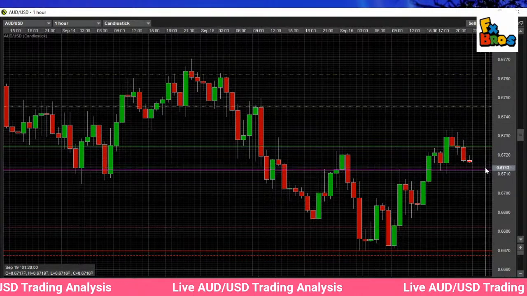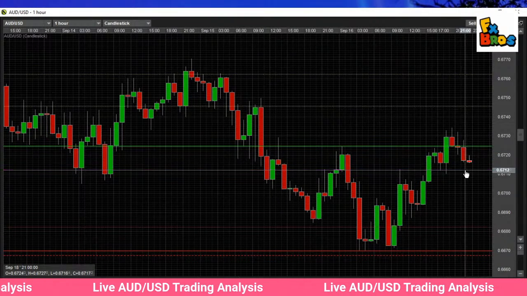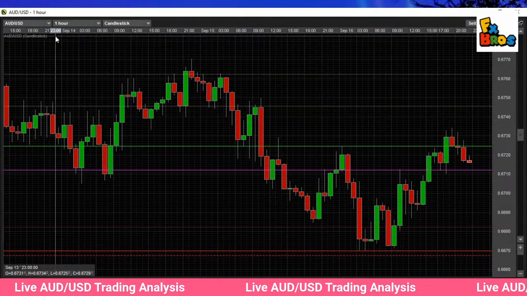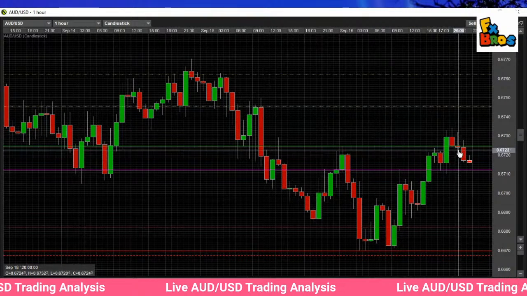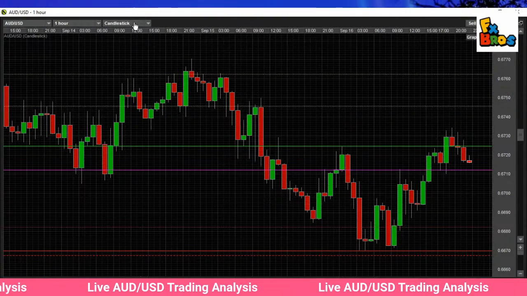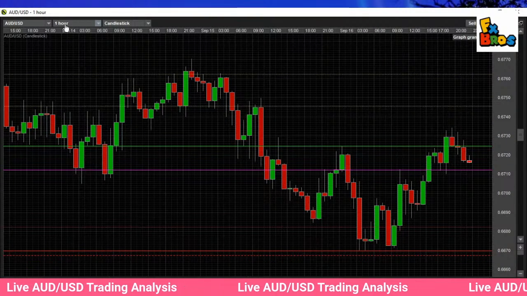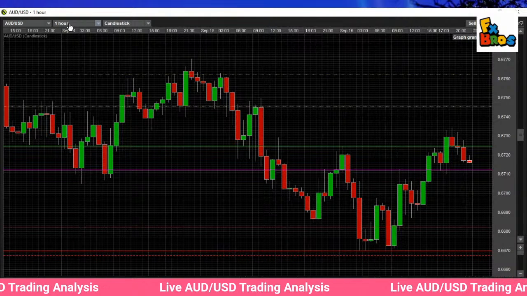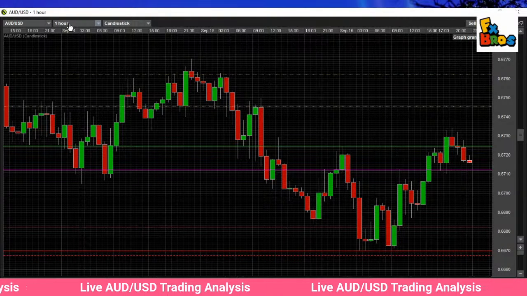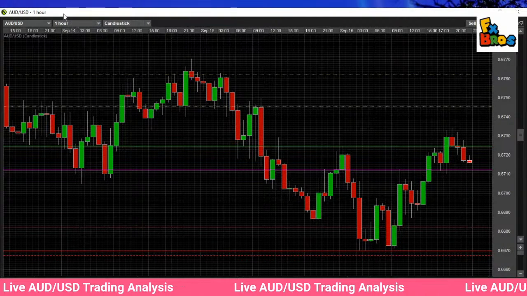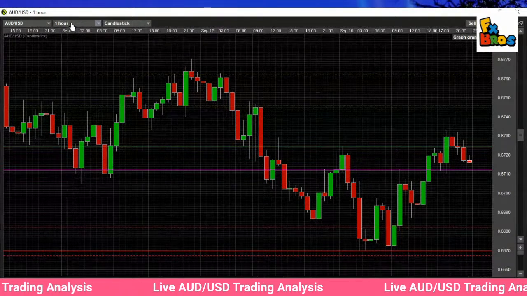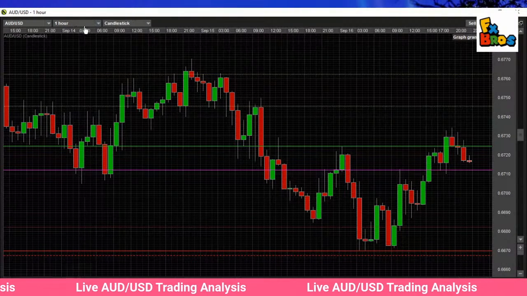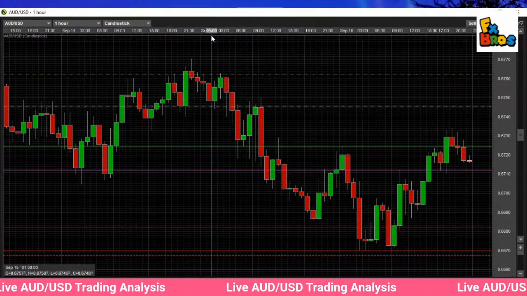All right, there we go. We just got taken out of the market. Stop loss hit. So we're going to look for a better scenario. Maybe the market is ready to sell off from this point, and we're going to respect that and wait for Monday and Tuesday and see what we can get set up for this Australian dollar.